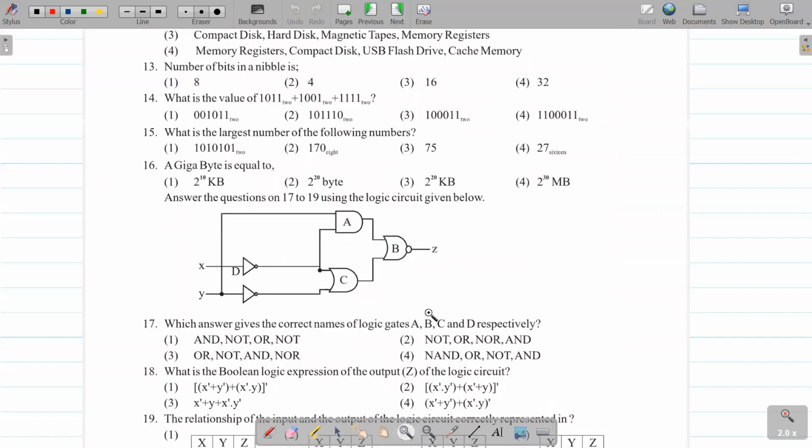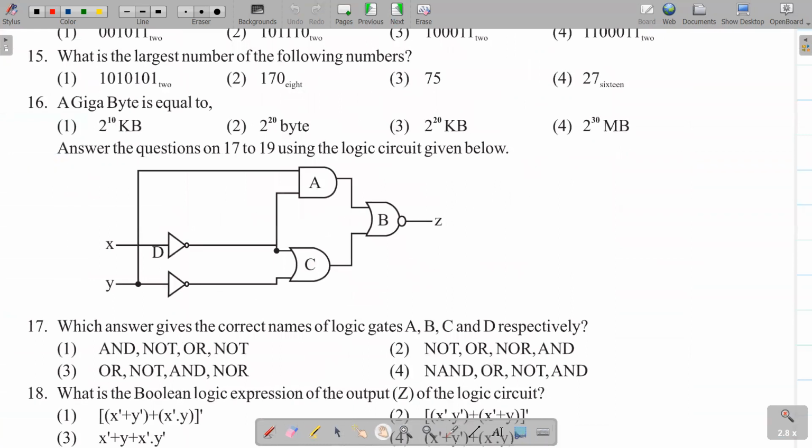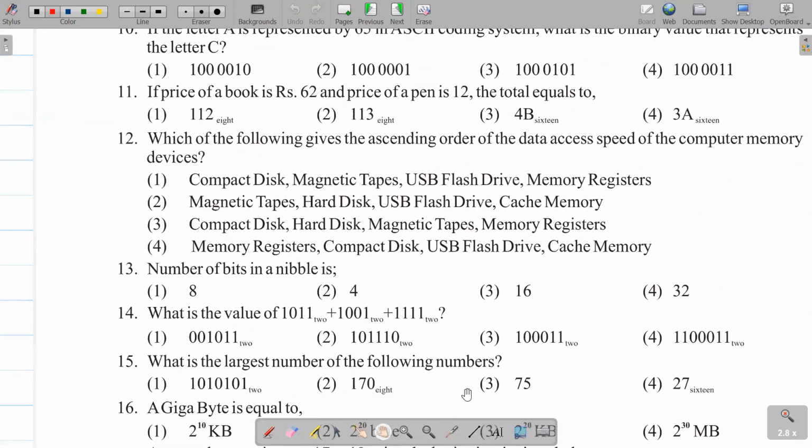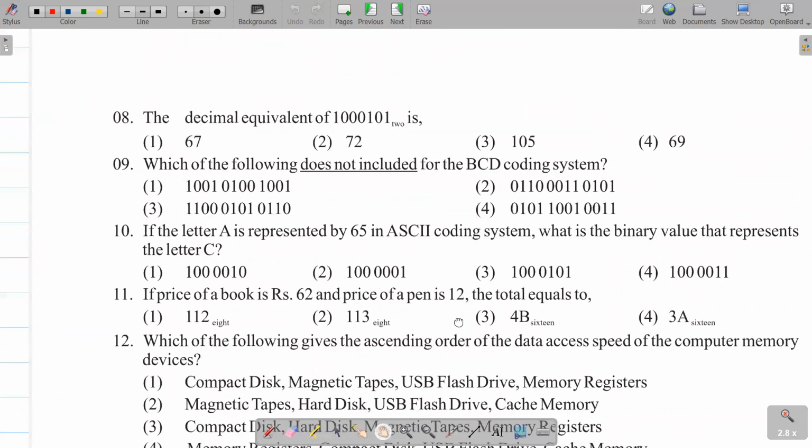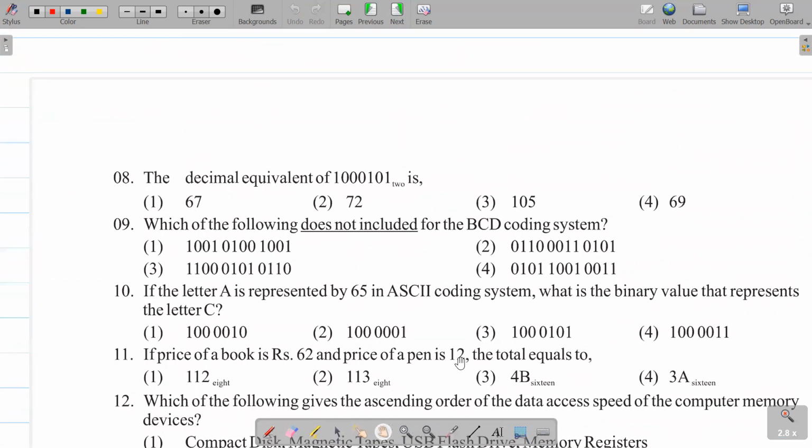In the 8th question, it is asking for the decimal equivalent of this particular number. This is a binary number, so you have to write the place values of each symbol. The place values are going to be 1, 2, 4, 8, for this it is 16, for this it is 32, and for this it is 64.